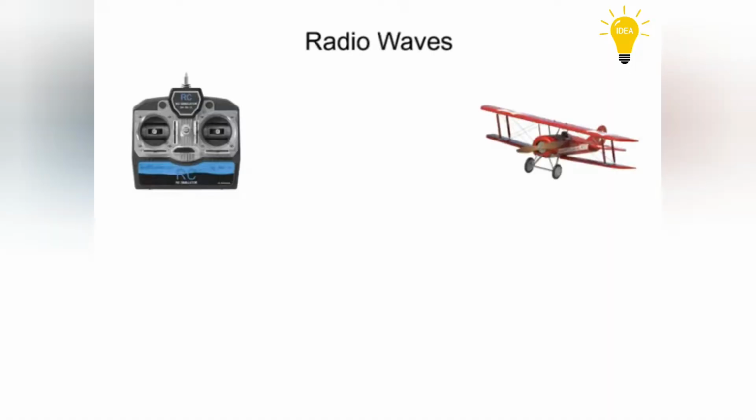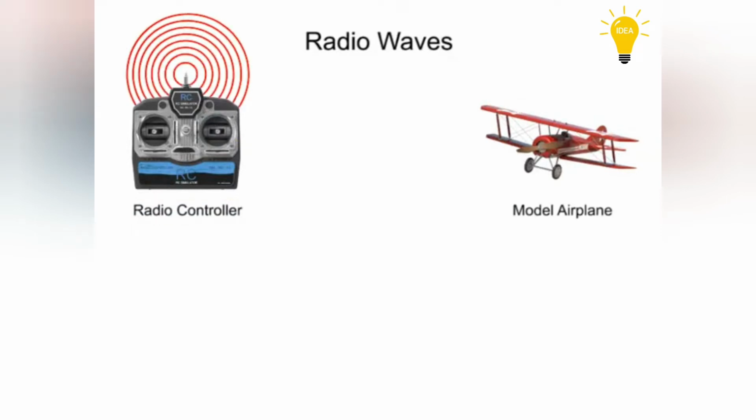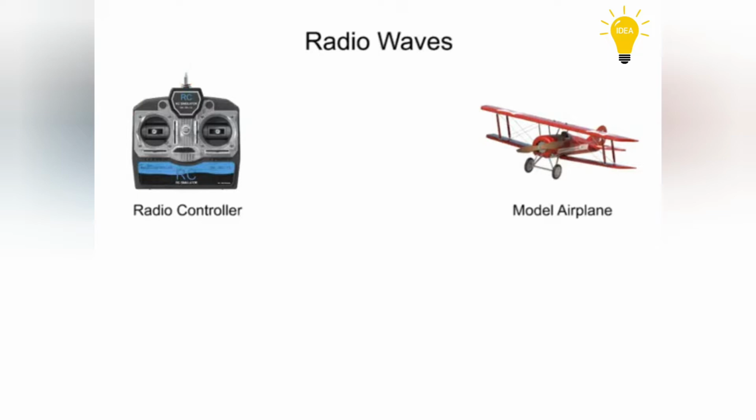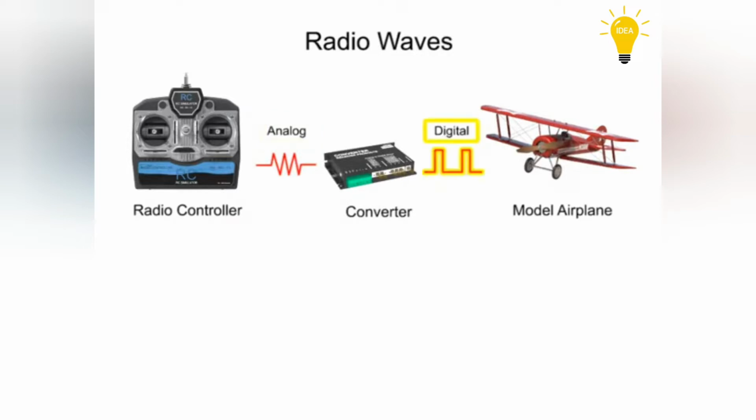The speed and flight pattern of a remote-controlled model airplane are determined by the joystick positions of a radio controller. Based on the position of the joystick, the controller emits radio wave activity at regular time intervals lasting for a specific length of time. These radio wave pulses are transmitted to a receiver in the plane and converted from analog to digital pulses.